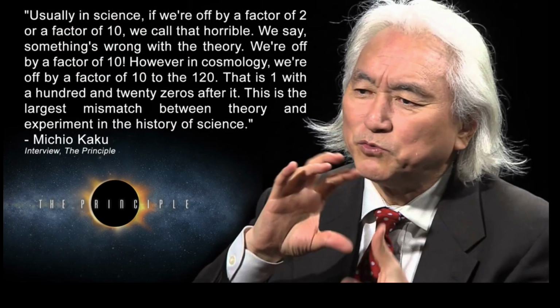There is a crisis in cosmology. Usually in science, if we're off by a factor of 2 or a factor of 10, we call that horrible. We say something's wrong with the theory. However, in cosmology, we're off by a factor of 10 to the 120. That is 1 with 120 zeros after it. This is the largest mismatch between theory and experiment in the history of science.